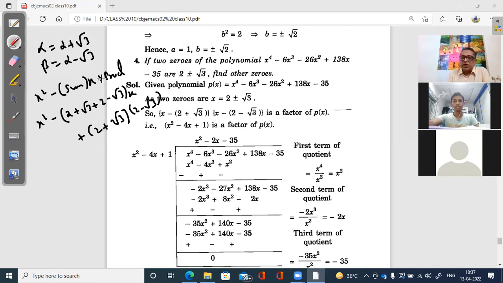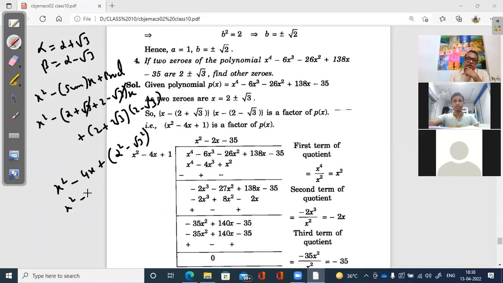Okay, sum means what? We will add alpha and beta. Product means what? We will multiply alpha and beta. Plus root 3 and minus root 3 get cancelled. 2 plus 2 is 4. So you're going to get x square minus 4x. And if you look at this product, this is an identity, a plus b, a minus b, which is equal to a square minus b square. So this will become 2 square minus root 3 square.